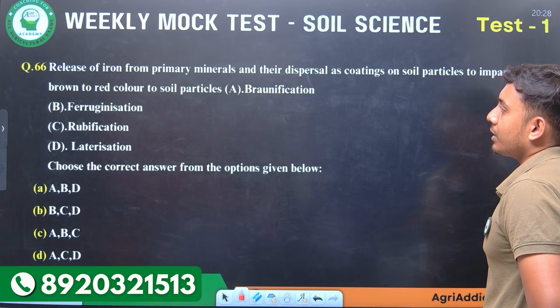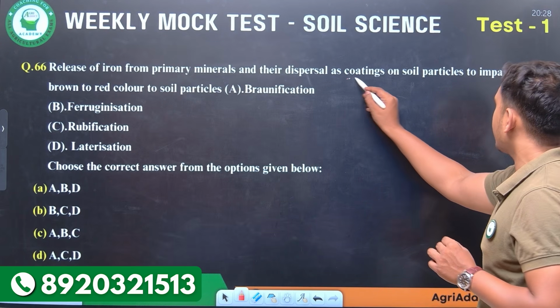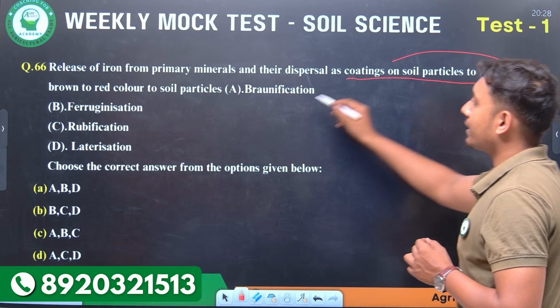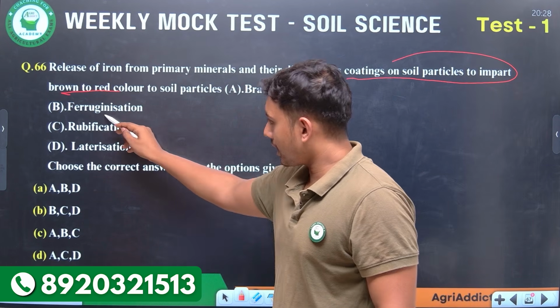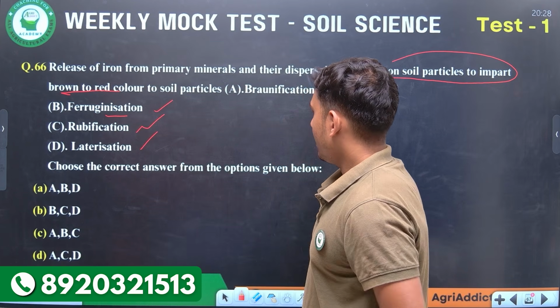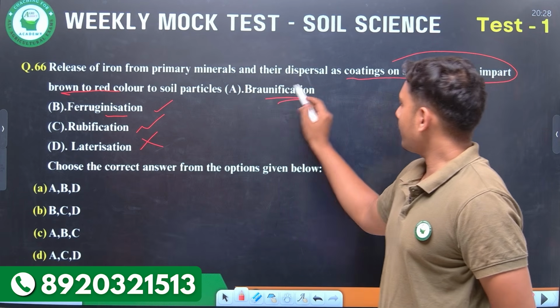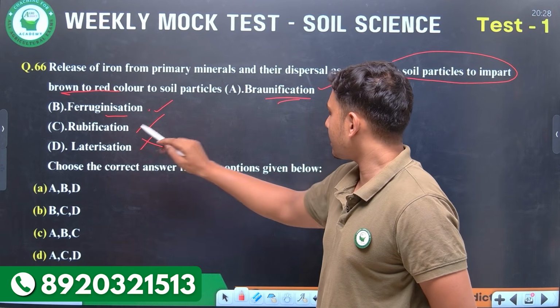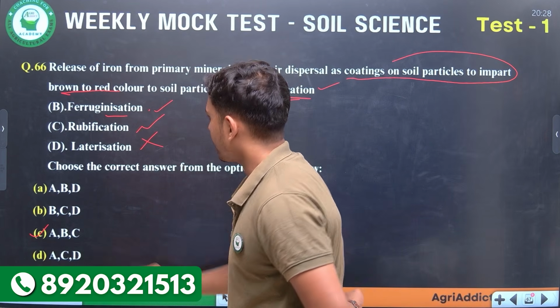Now comes the next question: release of iron from primary minerals and their dispersal as coatings on the soil particles imparts the brown to red color. This will be ferruginization, obviously. Rubification is also right. Laterization is not right, but brownification is right. Ferruginization, rubification and brownification, these three are correct. A, B, C, this option is correct.